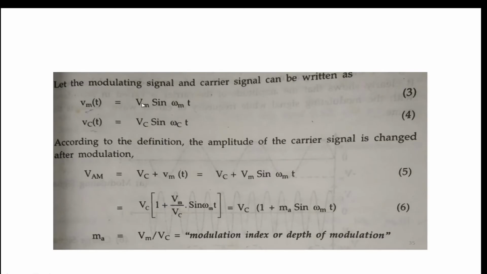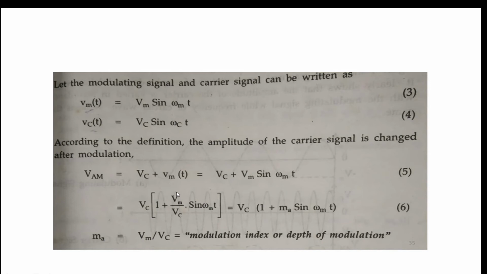Let the modulating signal be represented as Vm of t equals Vm sin omega m t, and the carrier signal be represented as Vc of t equals Vc sin omega c t. Adding these two equations we get Vam equals Vc plus Vm of t. From this equation we get Vc plus Vm sin omega m t. Taking Vc common we get Vc into 1 plus Vm by Vc into sin omega m t.